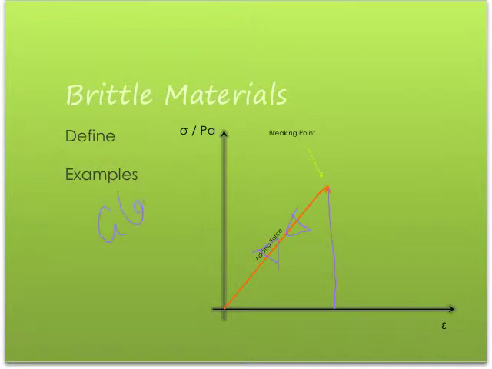Brittle materials will be like glass. You can bend glass elastically, you can push on it, but as soon as you reach the breaking point, there's not going to be much plastic deformation. It's going to end up just breaking.